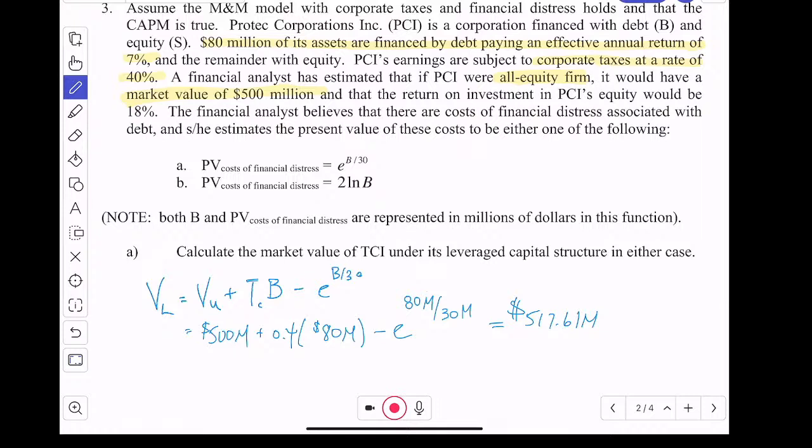Let's try the other one. So this is A. I guess it should be 1 and 2, but okay. And what about... I'm just going to erase it. So let's try the second one.